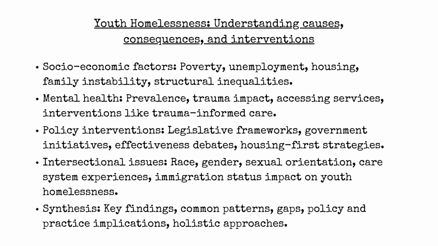Finally, the literature review might have a section that synthesises the key findings and insights from the literature across the previous themes, identifying the common patterns, the gaps in knowledge, and the implications for policy, practice, and future research. And it might emphasise the need for holistic or multidimensional approaches to addressing youth homelessness, which take into account all of the complex causes and consequences that you've uncovered in the literature review. This thematic approach allows for a nuanced explanation of all the complexities around youth homelessness and the various factors that contribute towards its persistence and its exacerbation.